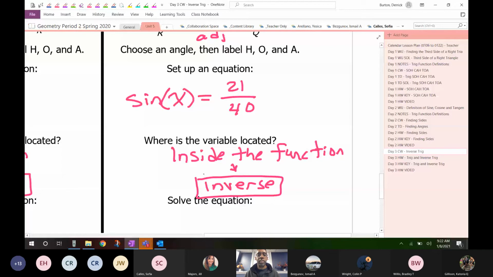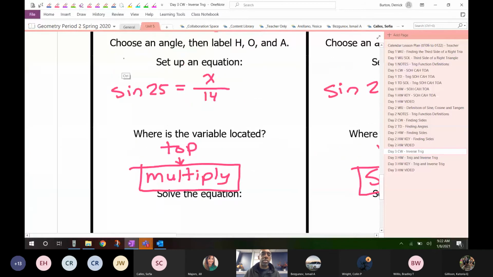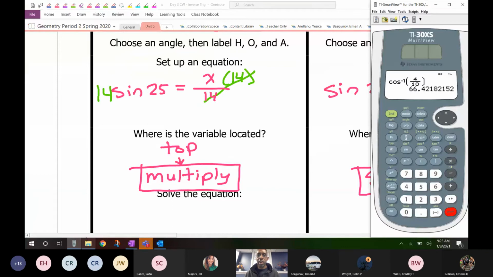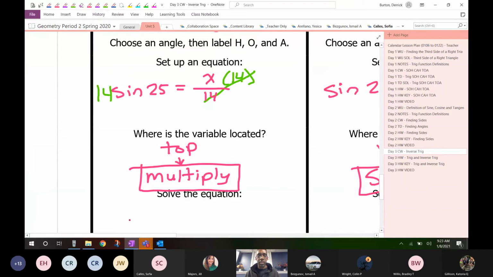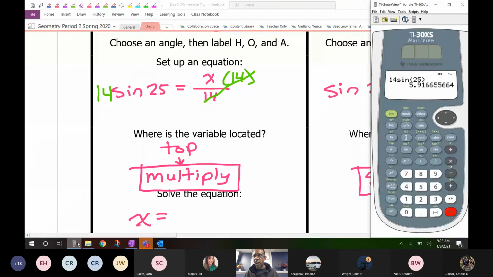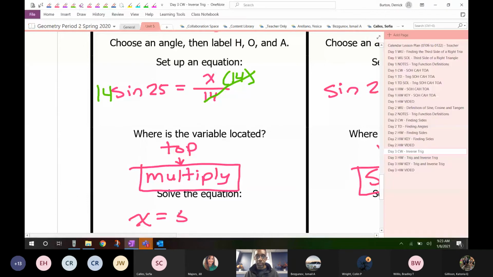And whenever this happens, this is when we will use the inverse. Okay, so very briefly reviewing each one of those. When I say multiply, I mean multiply both sides by 14. So if you multiply by 14, these cancel each other out. So in your calculator, you could just put 14 sine 25. Okay, so the answer would be x equals 5.917. All right, that's what we mean by multiply.